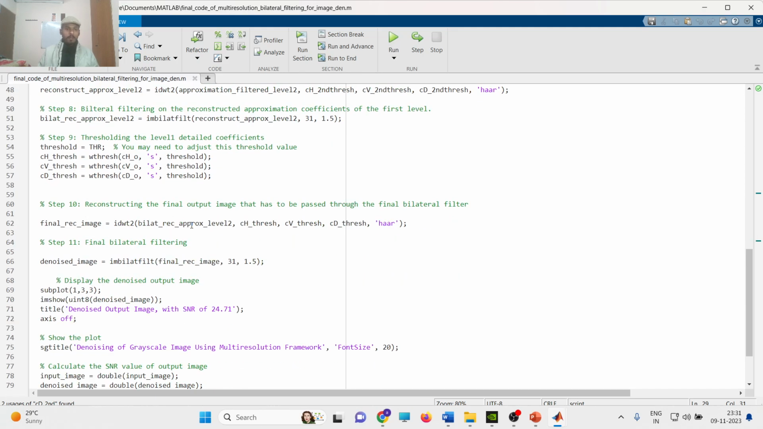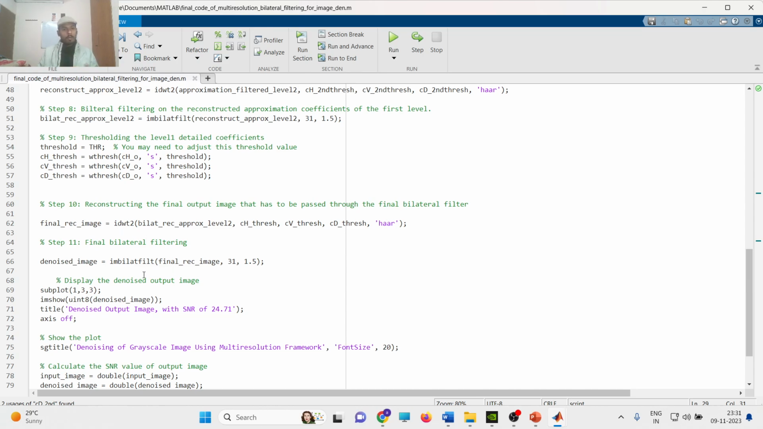In the final stage, we have to reconstruct our image. So this is the approximation coefficient of the first level, which was filtered, and these are the detail coefficients of the first level. So finally, we are reconstructing our noisy input image after a lot of filtering. So this is our final reconstructed image.